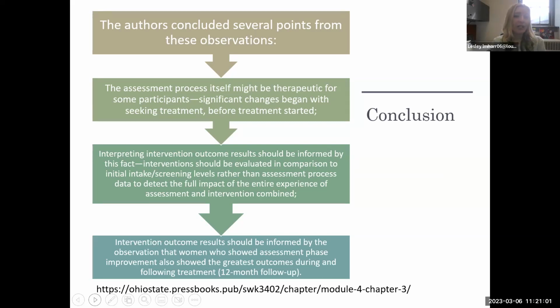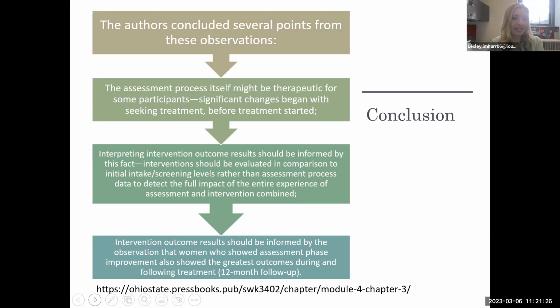Second, interpreting the intervention outcome results should be informed by this. Interventions should be evaluated in comparison to initial intake and screening levels rather than the assessment process, to detect the full impact of the entire experience. That's why baseline measures are so important in these kinds of designs.